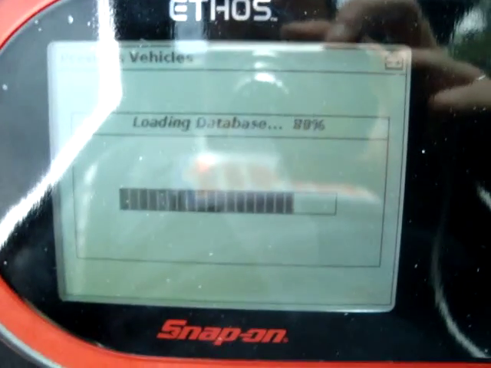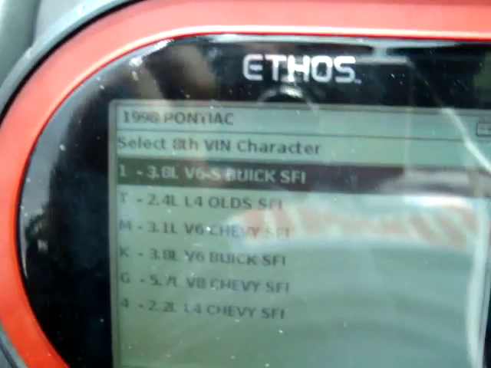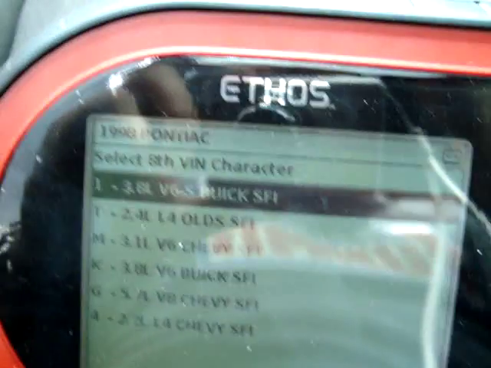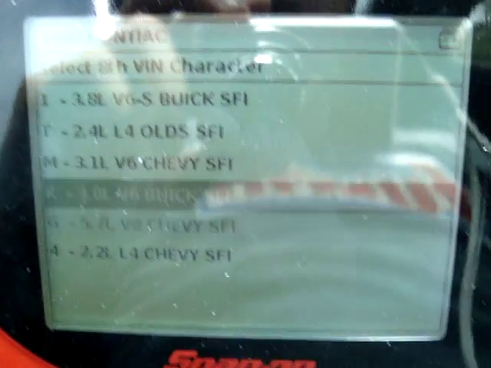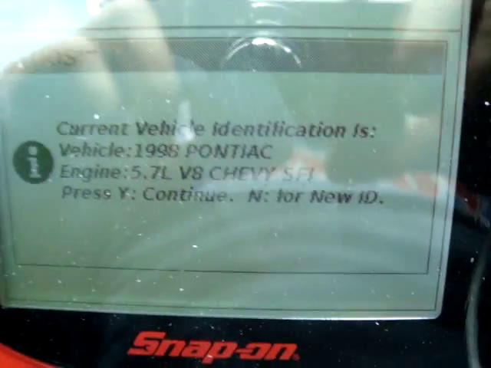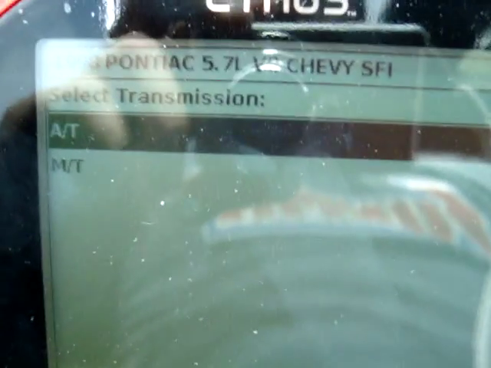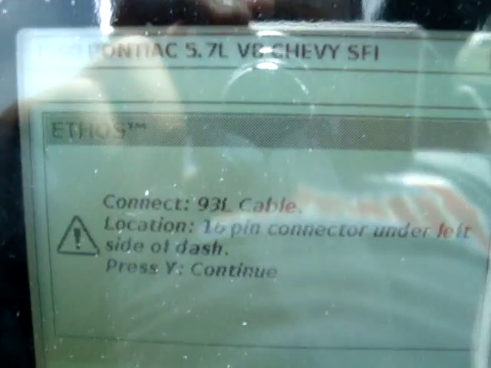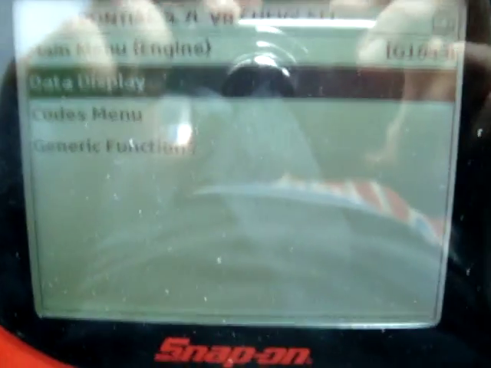And when it loads the database for OBD2, it is plugged in. And you do need the key turned on, key on, engine off. And it'll actually tell you which cables you need to hook up, whether it be OBD2 or OBD1 or domestic or foreign. There we go, 5.7. Just loading the vehicle. There we go, 93L cable. As you can see right here, got the 93L cable hooked up right there. And then we click yes.